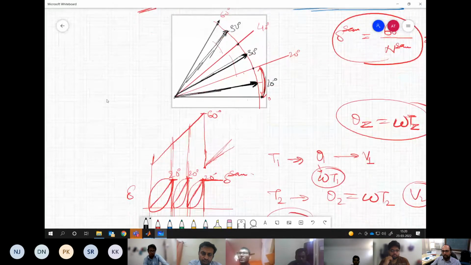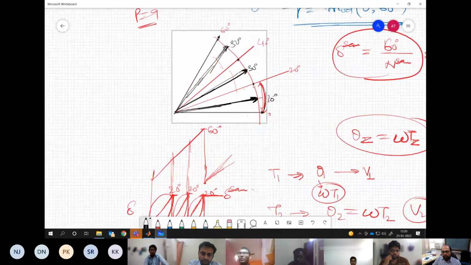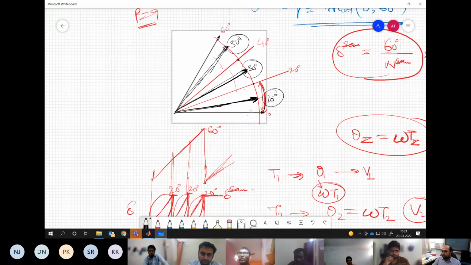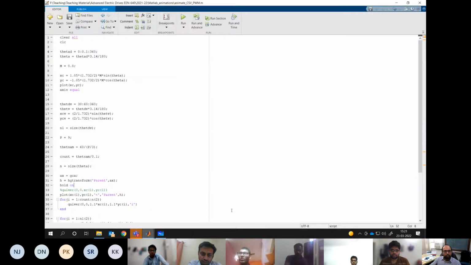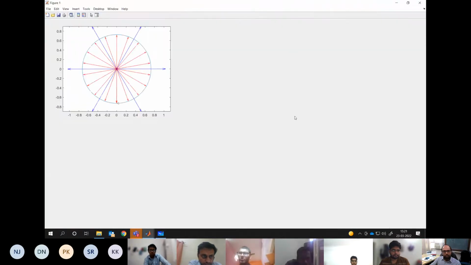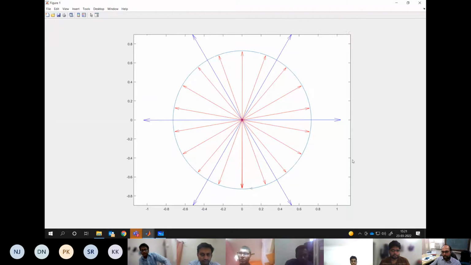That's another meaning of the sampling interval or sampling position. You understand or not? Okay, see here closely. This is for pulse number 9. You see this small dot which is moving. This is your voltage vector which is continuously moving. It's going in a continuous circle.